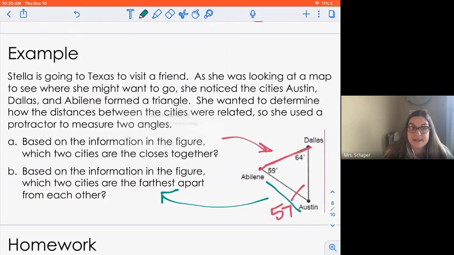So your task then is to complete this study vocab. Study, study, study.